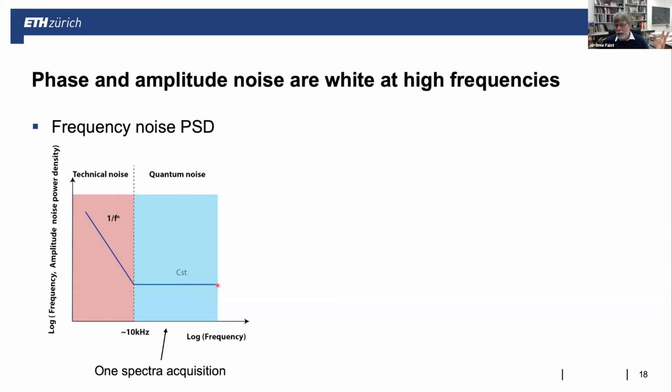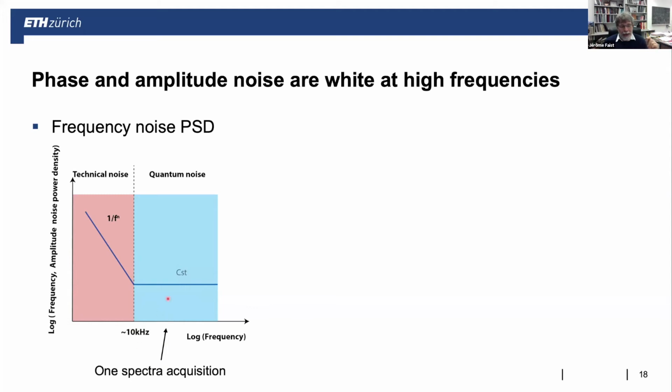It is like shot noise. It can be Schawlow-Townes limit for the line width and so on. So what is very important is that by having this large repetition rate and being able to acquire the spectrum very fast, you can put yourself for one spectra into the nice place where you're only limited by quantum noise.